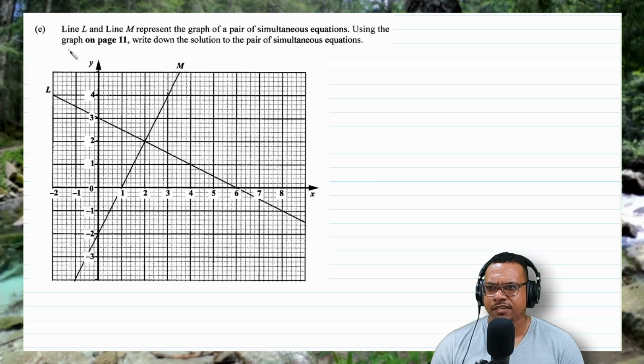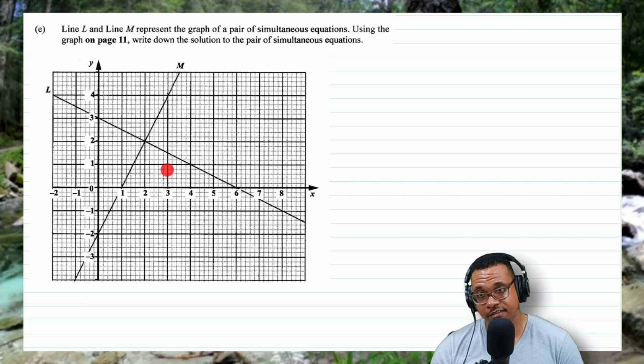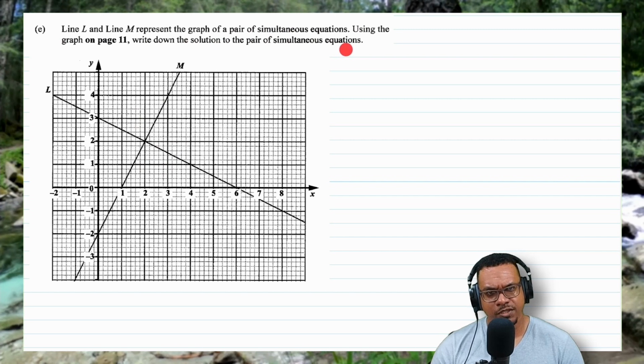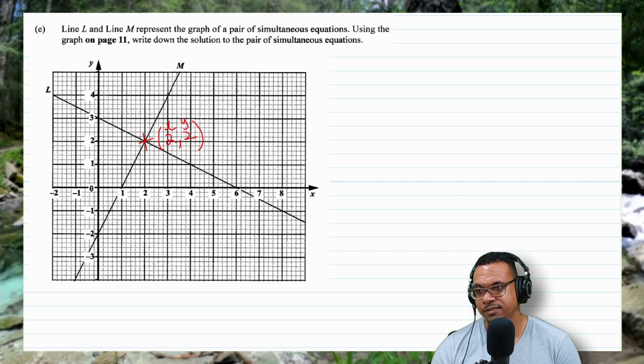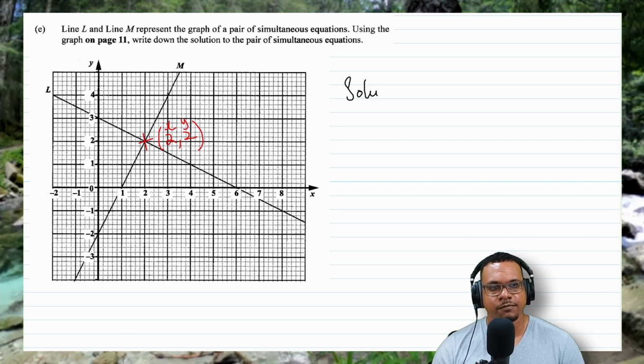Now for the last part of this question, we have line L and line M represent the graph of a pair of simultaneous equations. Using the graph on page 11, which is this graph here, write down the solution of the pair of simultaneous equations. So this is line L again, and this is line M. And the solution of the simultaneous equations will be where these 2 lines intersect. And we see that they are intersecting here at 2 on the x-axis and 2 on the y-axis. So that's the point of intersection. This is the x-coordinate and this is the y-coordinate. So your solution will be x is equal to 2 and y is equal to 2.